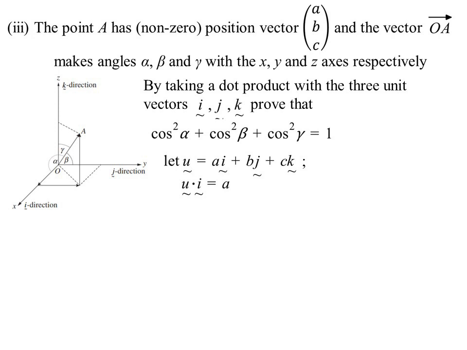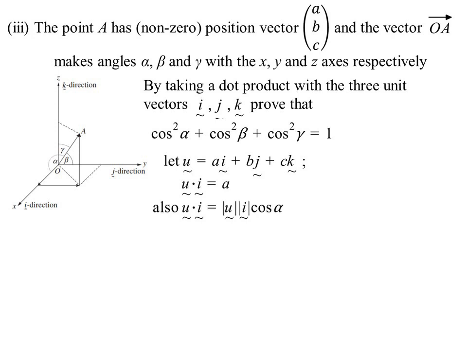Let's have a look at u dot i. It has to be equal to a, because remember, i is the unit vector in the x direction. It has coordinates, if you like, of 1, 0, 0. That would be the vector. To do the dot product, I would multiply the x value with the x value, so a times 1. The y value with the y value, so b times 0. And then the z value with the z value, so c times 0. So u dot i is equal to a.